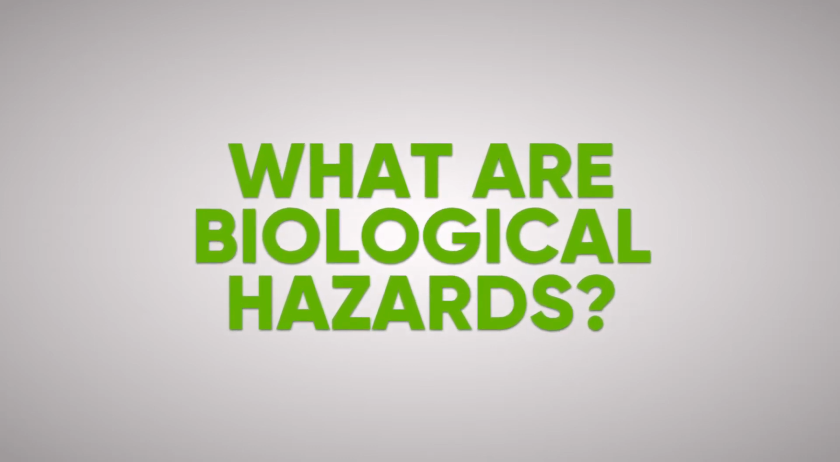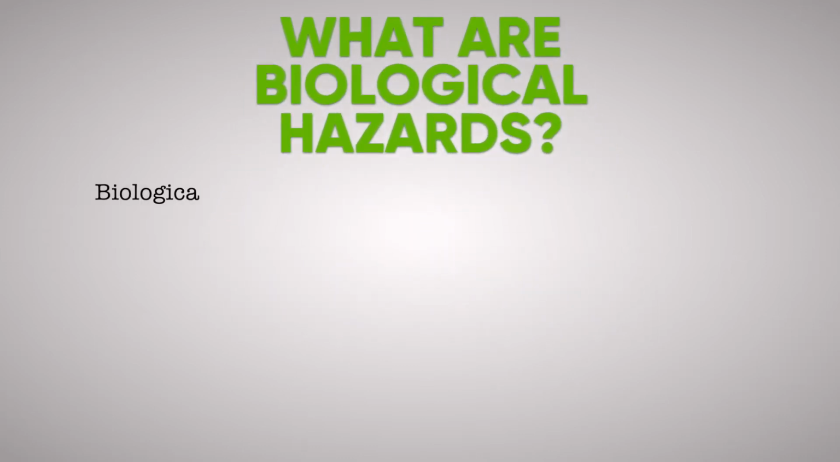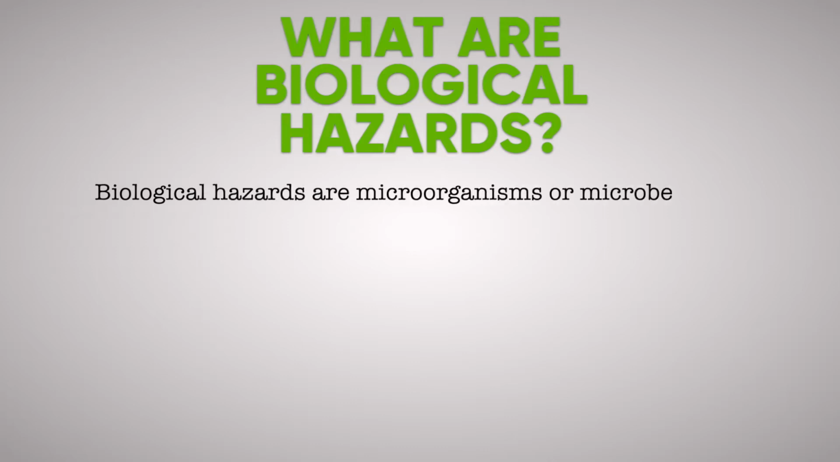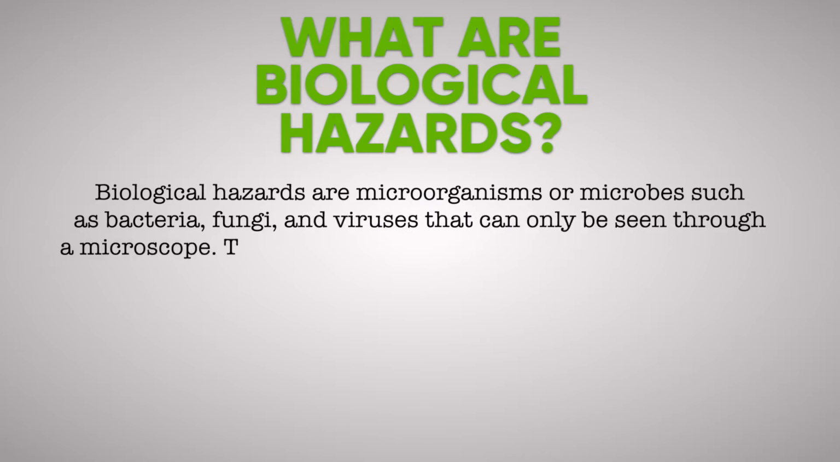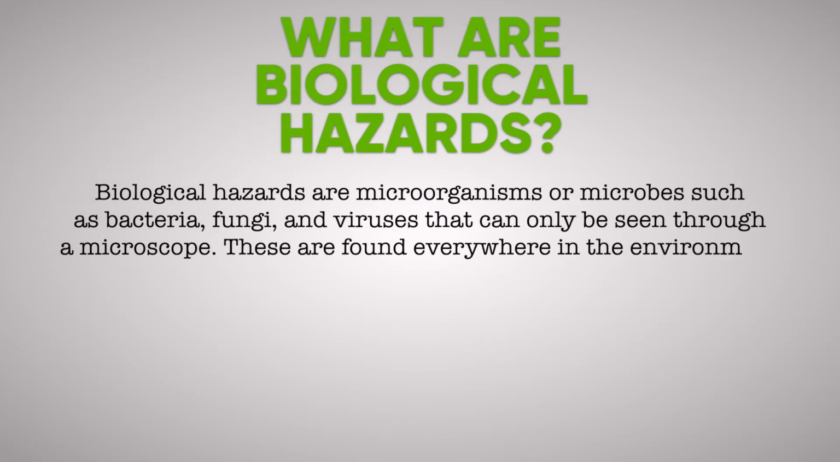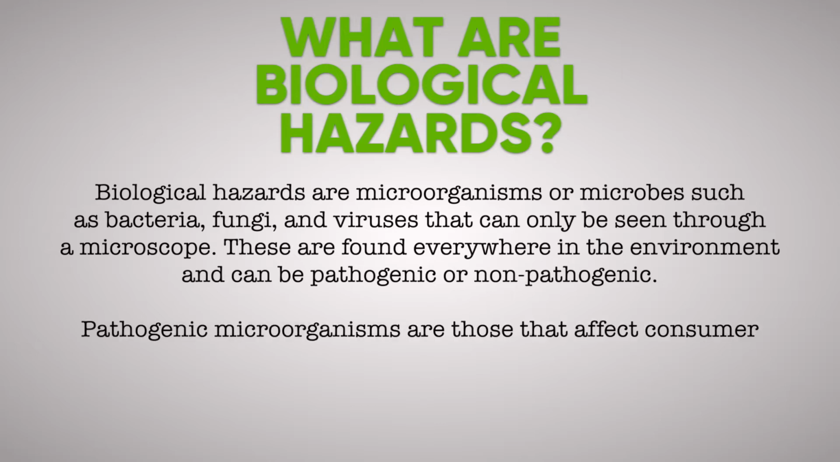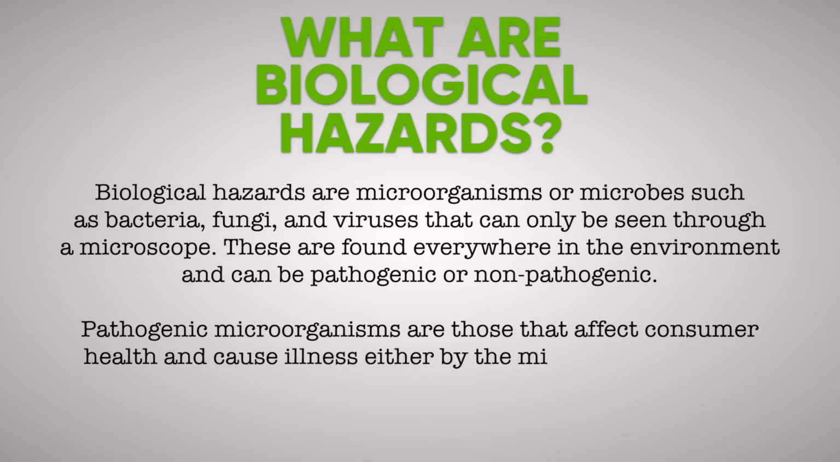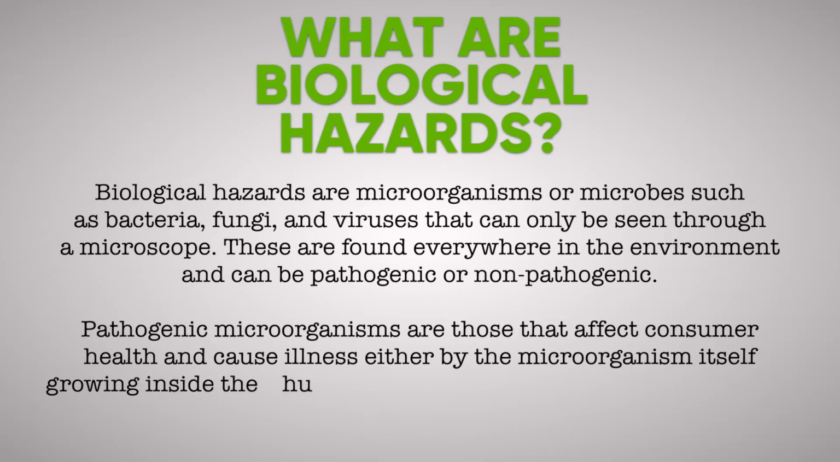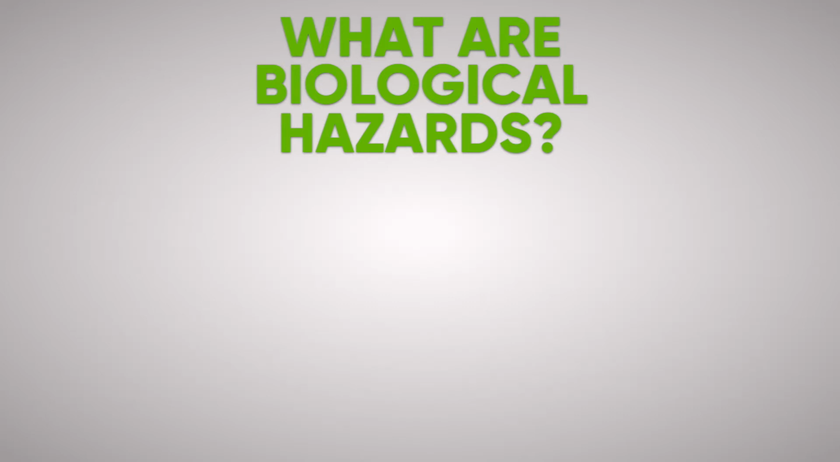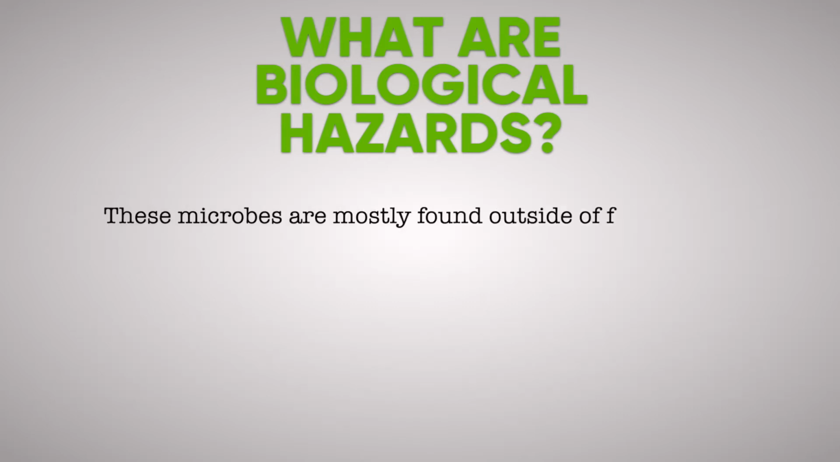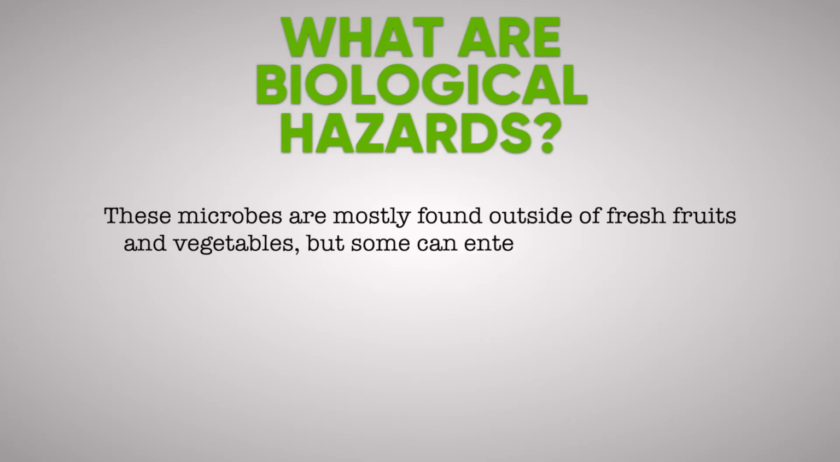What are biological hazards? Biological hazards are microorganisms or microbes such as bacteria, fungi, and viruses that can only be seen through a microscope. These are found everywhere in the environment and can be pathogenic or non-pathogenic. Pathogenic microorganisms are those that affect consumer health and cause illness either by the microorganism itself growing inside the human as an infection or by toxins produced by the microorganism. These microbes are mostly found outside of fresh fruits and vegetables, but some can enter the plant tissue.